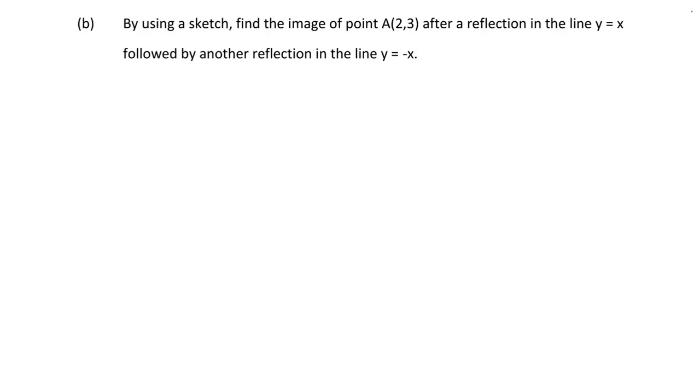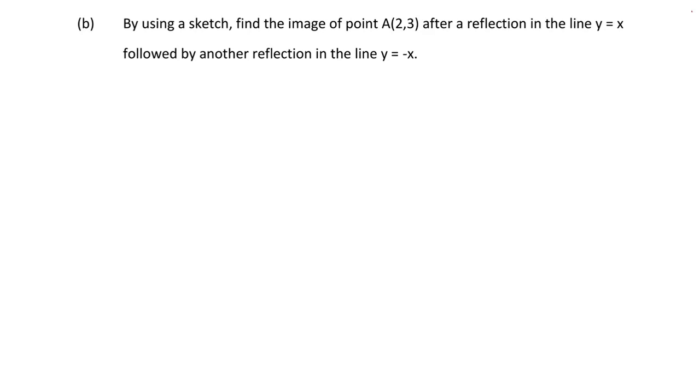Part B of the question: by using a sketch, find the image of point A (2, 3) after a reflection in the line y equals x, followed by another reflection in the line y equals negative x. Okay, so this is a transformation problem. We have to remember that for a reflection, the image is located the same distance from the line of reflection as the original point, but on the opposite side of the line of reflection. And also, the line joining the original point and the image is perpendicular to the line of reflection.